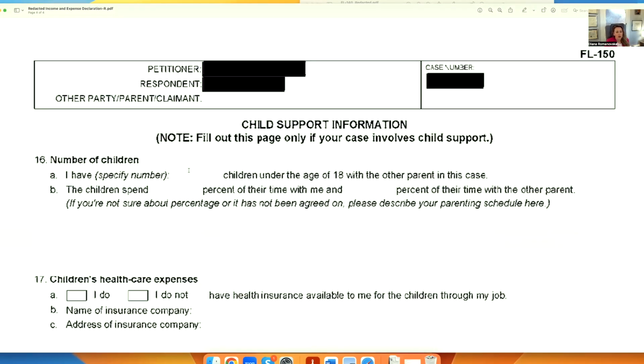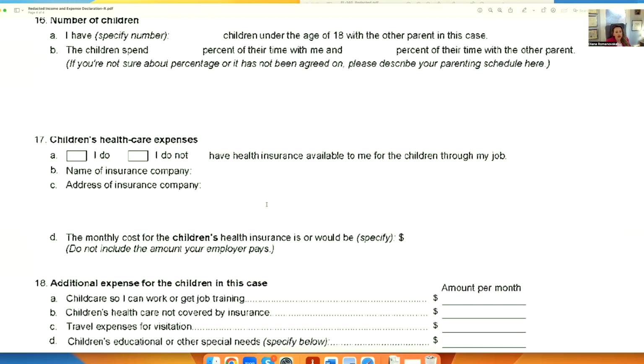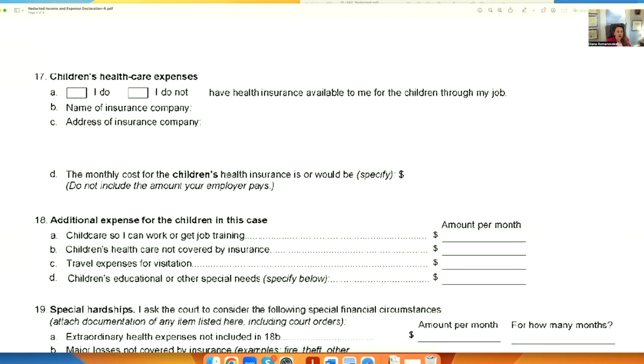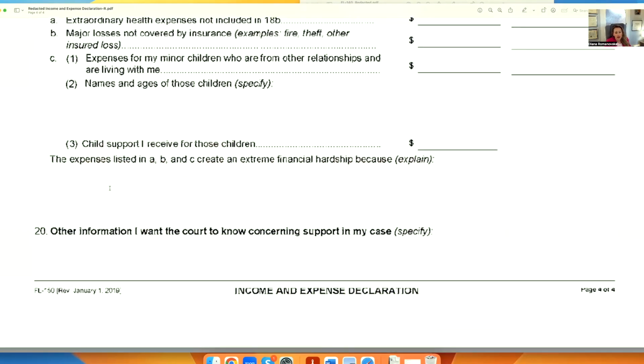I have X number of children, and X percentage is the time with a parent. The way you calculate the percentage, you go to the child support calculator, and then the first page that has GOV, you click on that, then click start, and then click on the actual form, advanced, and then you see how to calculate the percentage. Number 17, children's healthcare expenses: if I do or do not have insurance, how much, the monthly cost for their insurance, and fill out additional expenses for the children in this case. So I think this is all self-explanatory.